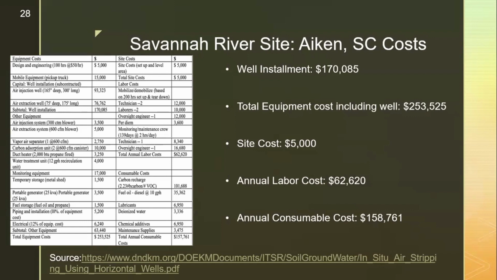The other $159,000 was used for labor and consumables. This site used 3 technicians, 2 laborers, 2 oversight engineers, and a maintenance and monitoring crew. And then consumable-wise, they used carbon recharge, diesel oil, lubricants, deionized water, chemical additives, and maintenance supplies.